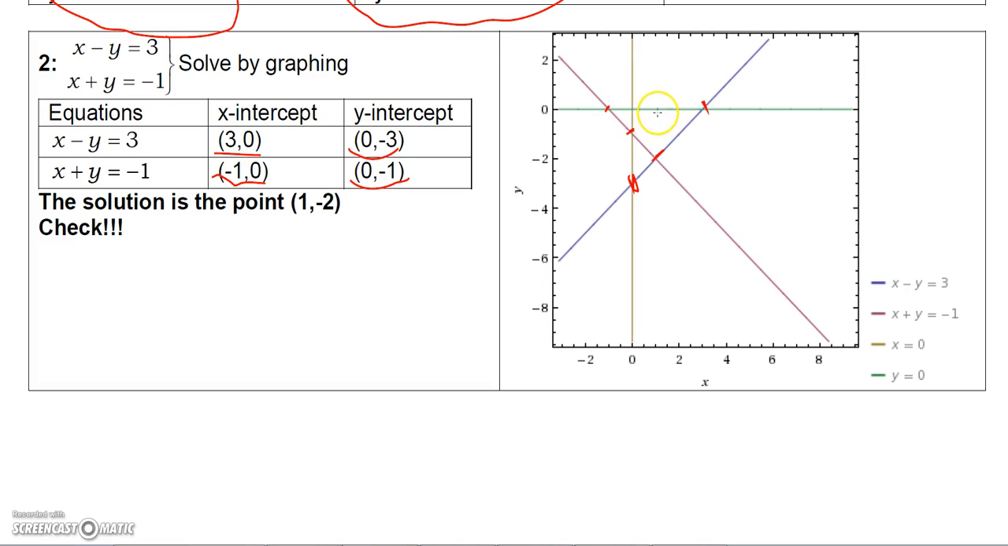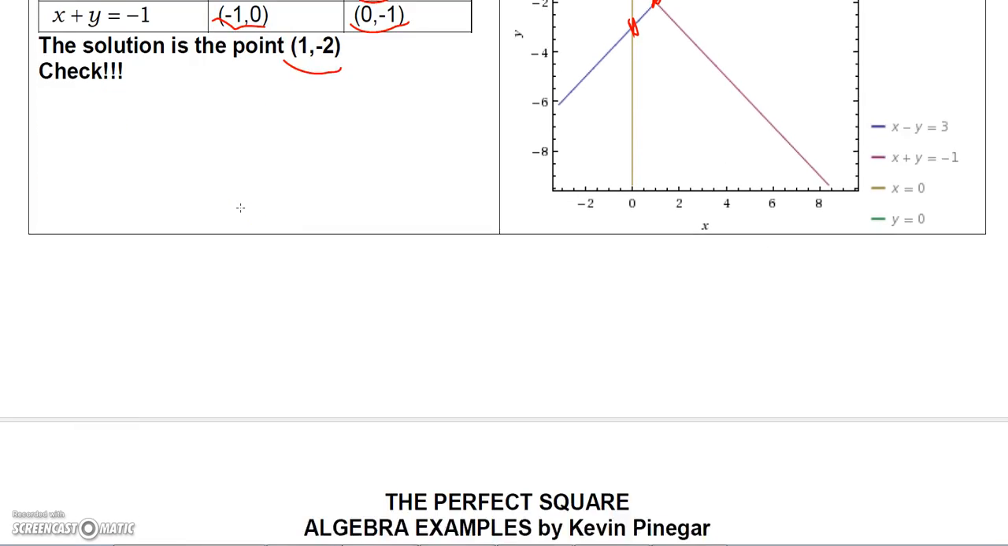And so the solution is actually at 1. I didn't use grid paper here. It probably would have been better with grid, but if it goes over 1 and -2, so this point of intersection is the point (1, -2), and you can certainly check that.